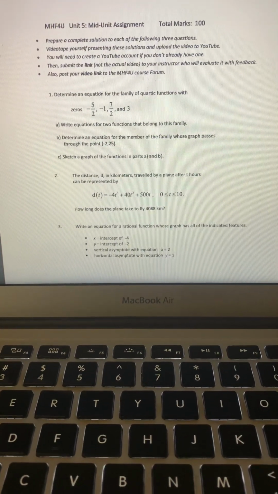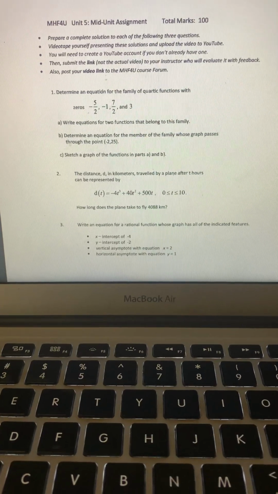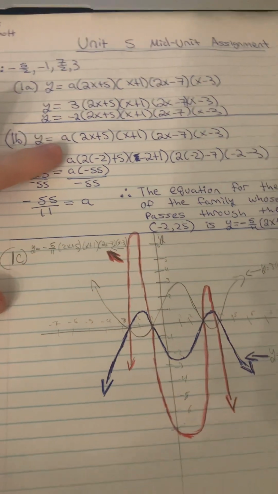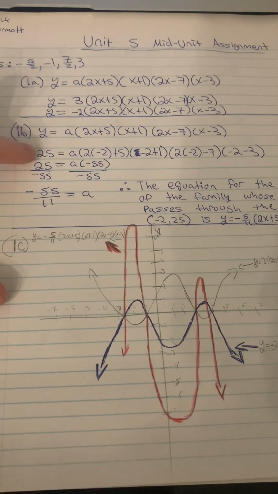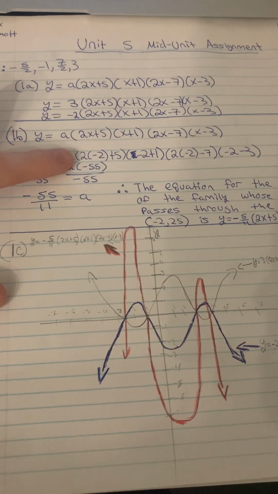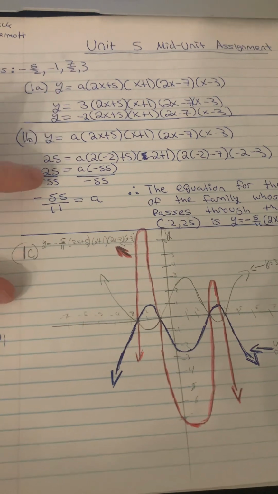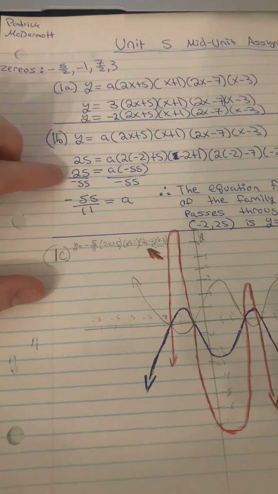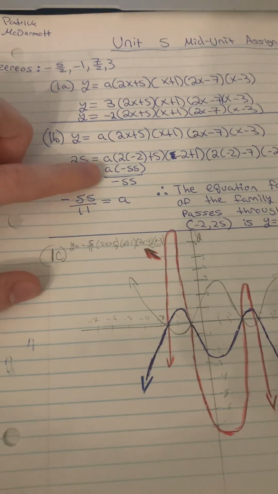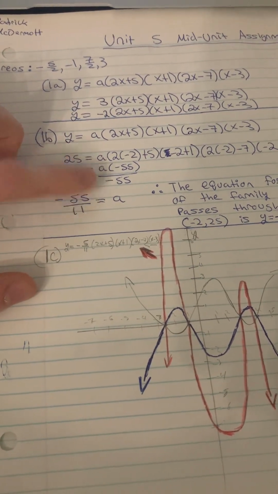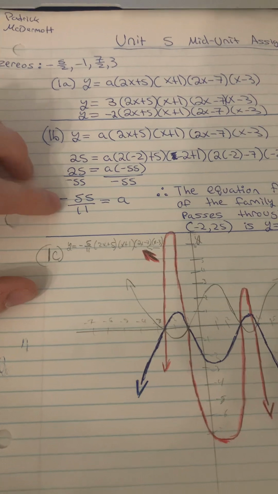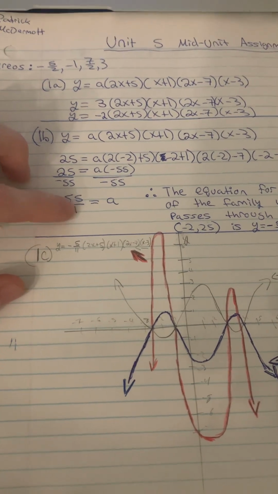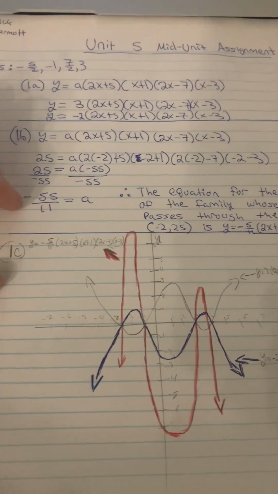1b asks, determine an equation for the member of the family whose graph passes through the point -2, 25. I have that here. I've written out my original equation and substituted in 25 and -2. Once you expand and finish that, you get 25 over -55, and a times -55 over -55, which gets you -55 over 11 equals a, which can be factored down to -5 over 11.